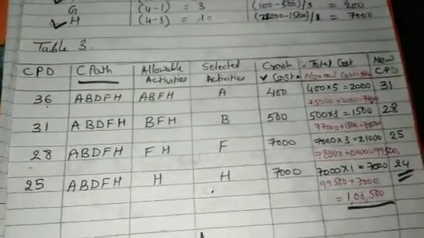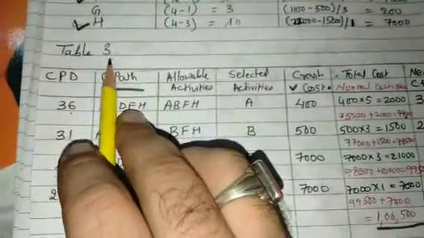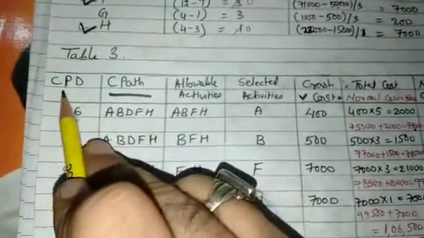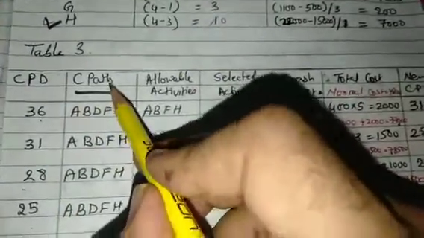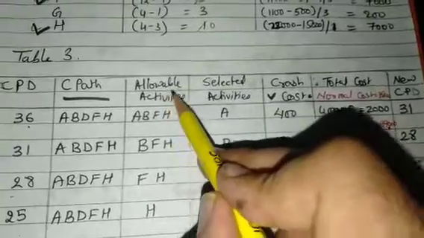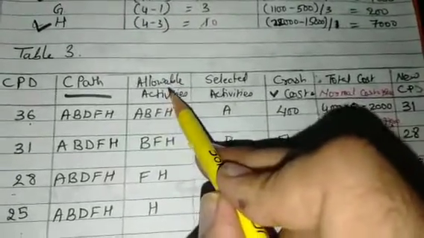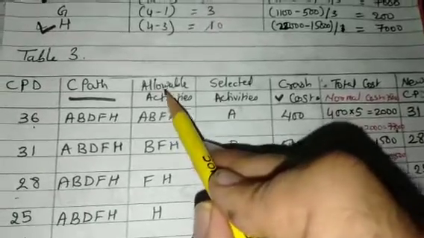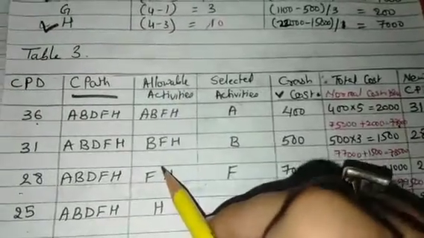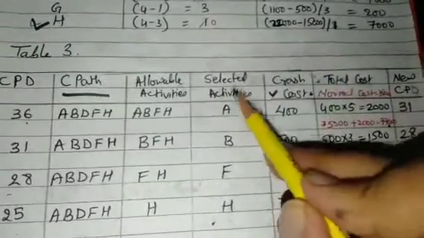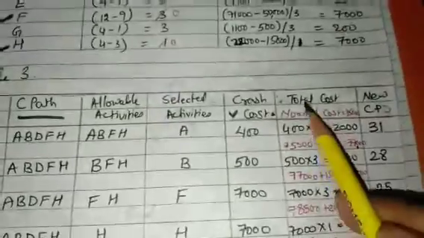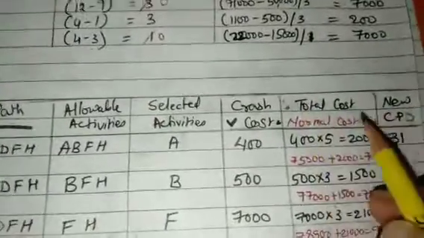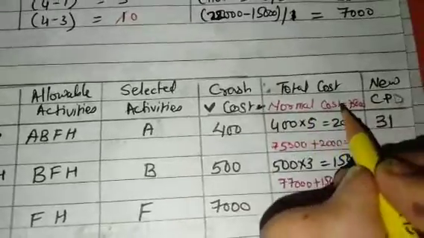Now we will do the computation of cost in table 3. First of all, in table 3, write the critical path duration, then the critical path. Here you will write activities allowable, meaning the activities which are allowed to be crashed. In simple words, it's the activities on the critical path. Then selected activities, the activity you are selecting to crash, then the crash cost of that activity, which we get from here. And total cost.